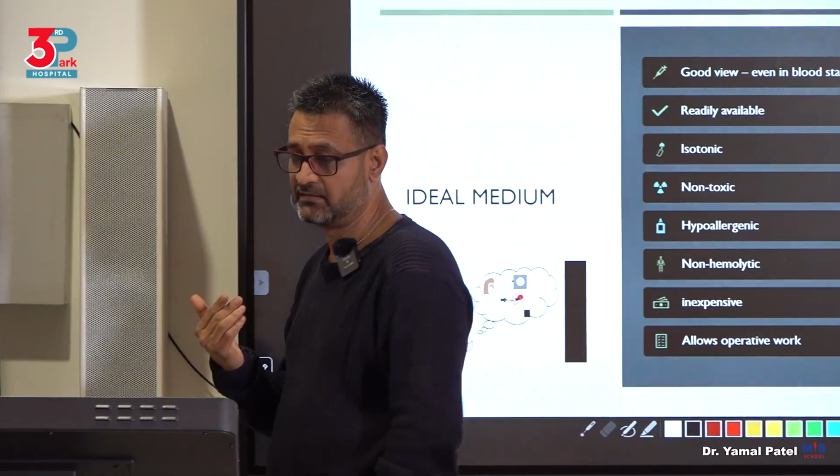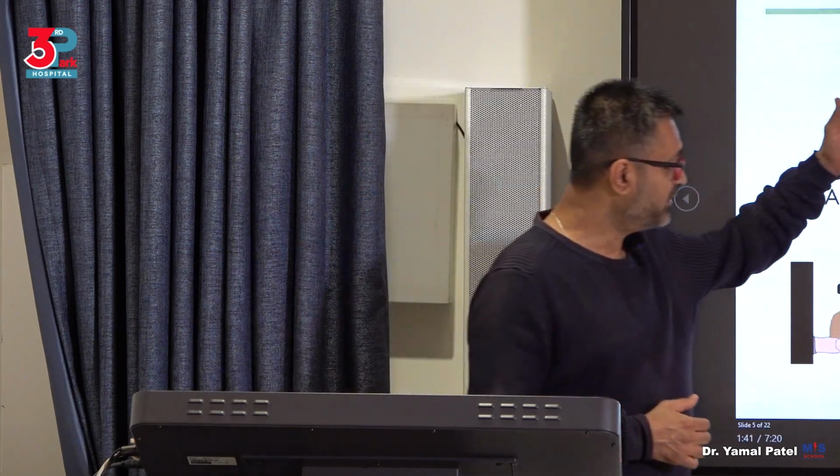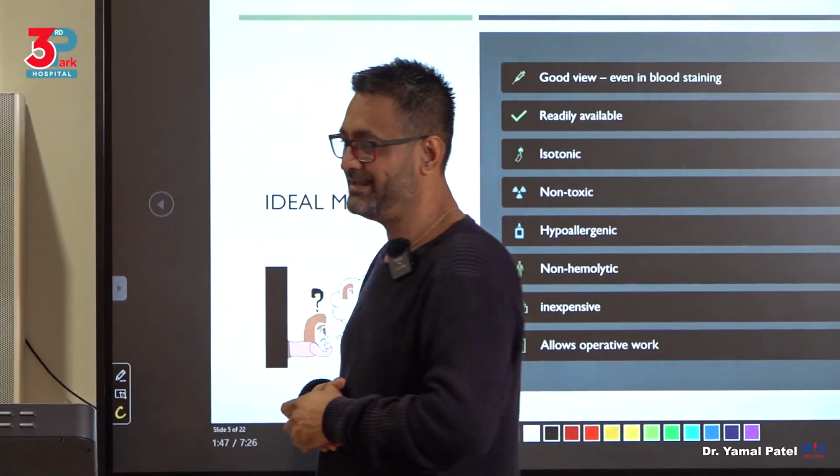So you'll want to look at something that's available, preferably isotonic, obviously non-toxic, hypoallergenic, so something that you don't have to worry about causing an anaphylactic reaction, etc. So you don't use something with proteins and all that stuff. The moment you use something with proteins, you're also risking allergy. It should be non-hemolytic. It should not cause hemolysis. It should be cheap, and it should be able to allow operative work. And it should be safe. So if I look at it from all these angles, then I think one stands out, and that's normal saline. Okay?